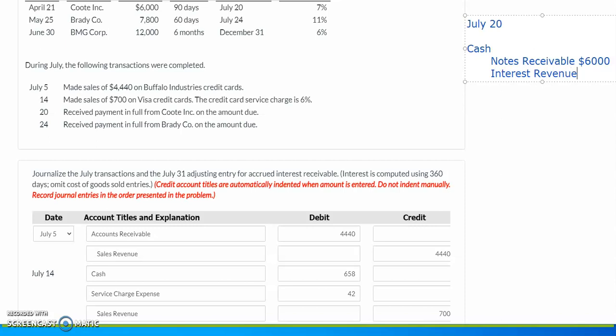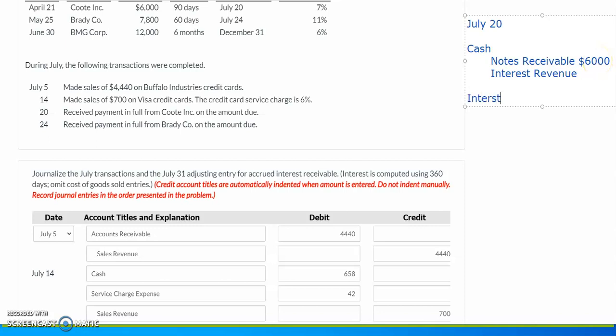And in this problem, we were told that the company does not record their interest except for at year end. So we want to make sure that we include the interest for the full term of the note, because this note started on April 21st and ended on July 20th. That is before our year-end date of July 31st. So we're going to compute the interest revenue that was earned during that period.